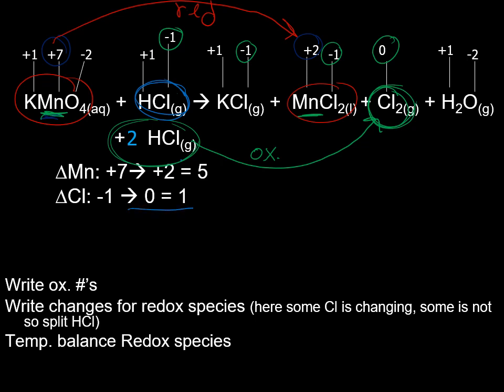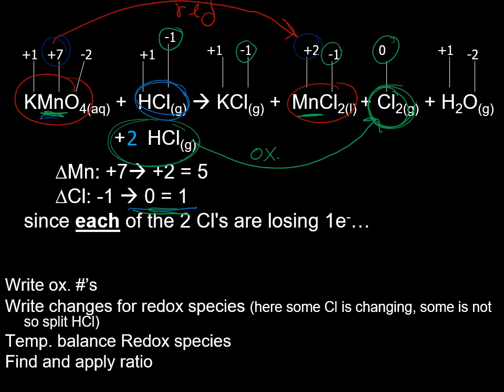We're talking 1 electron here, but there are 2 of them. So we're going to have to multiply that 1 electron by 2. And so we're really talking about 2 electrons needed for our oxidation and 5 electrons needed for our reduction. So our lowest common multiple here is 10.